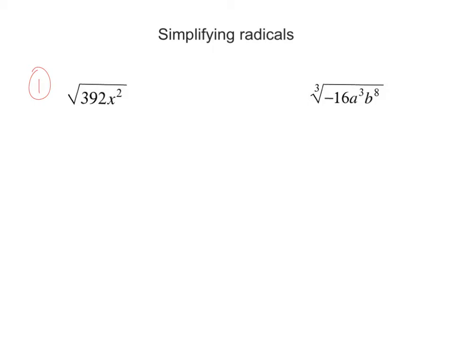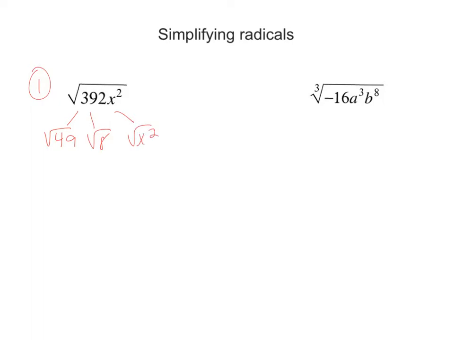So the first thing you want to do is think of the perfect squares that are inside of 392. With this video, it might be a good idea to pause it and try the problem on your own, and then press play and see how I do it. But anyways, as I was saying, 392, the highest perfect square I can think of is 49. So 49 times 8 gets you 392.